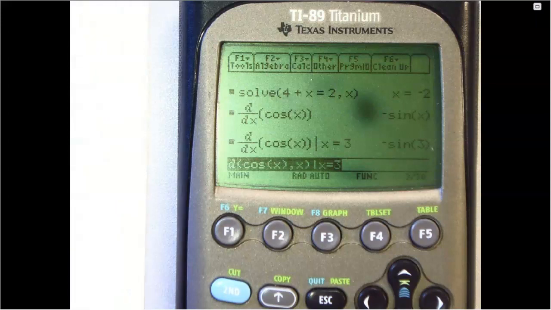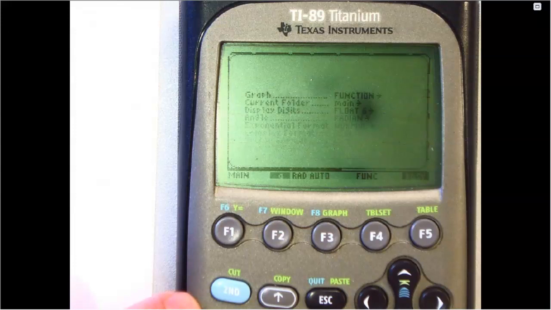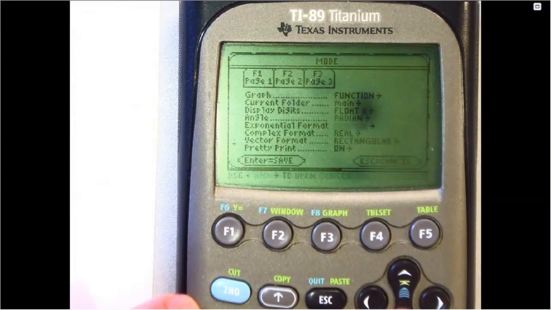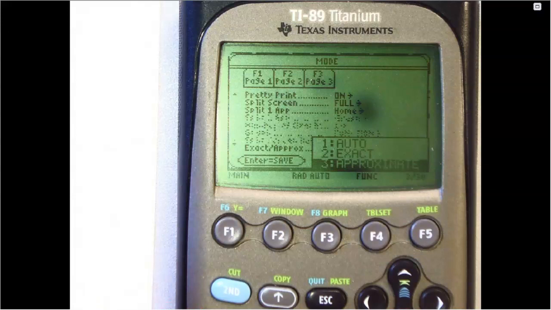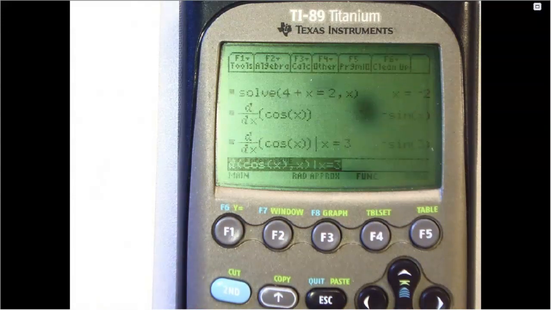If I wanted to put it in approximate, remember you go to mode, scroll down, it'll be just off the screen. Mine's in auto, so I'm going to hit right arrow, scroll down to approximate, and hit enter again because it says enter equals save. And now if I type it in, it'll give me the decimal. So you can do both.